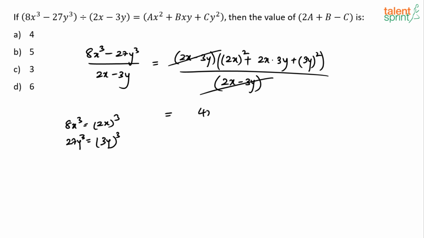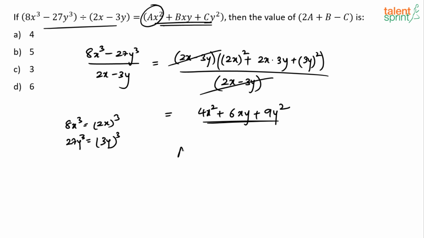2x square, which is 4x square, plus this is like 2 into 3, 6xy plus 3y square is 9y square. Now the question says that this division is equal to ax square plus bxy plus cy square, and we have got this as 4x square plus 6xy plus 9y square. Compare these two. Ax square, 4x square. So can I say a is equal to 4? Yes. Bxy is 6xy. So b is equal to 6?